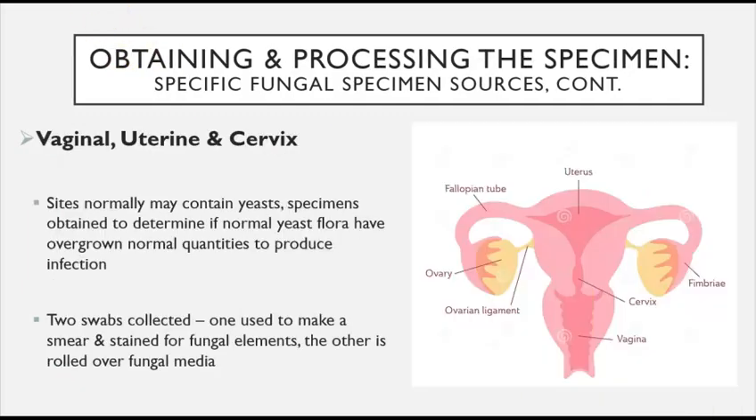Fungal cultures for the vaginal, uterine, and cervix sites may normally contain yeast. Specimens are obtained to determine if the normal flora have overgrown normal quantities to produce an infection. Two swabs are usually collected. One is used to make a smear and stain for fungal elements. The other is rolled over fungal media or a media plate.